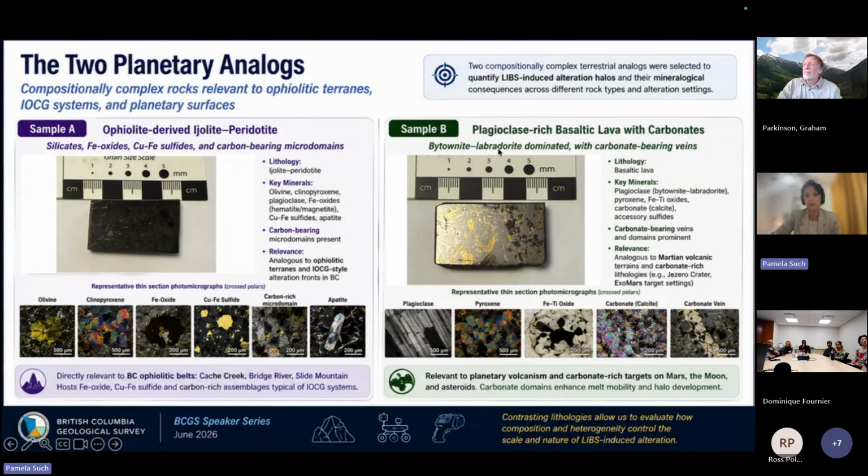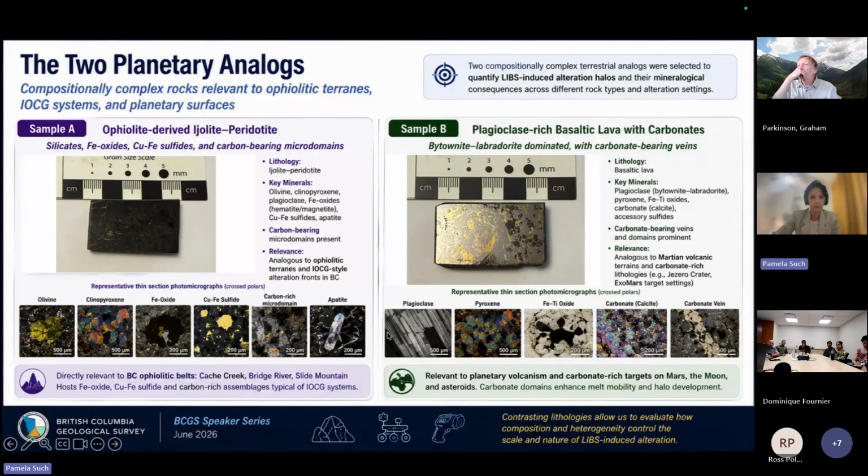The composition was bytownite-labradorite, dominated with carbonate-bearing veins, analogous to Martian volcanic terrains and carbonate-rich lithologies, so ideal for ExoMars studies. Sample A is also very similar to some meteorites as well. So both samples combined can give us information on material behavior using LIBS and Raman when we are analyzing in space, for example.